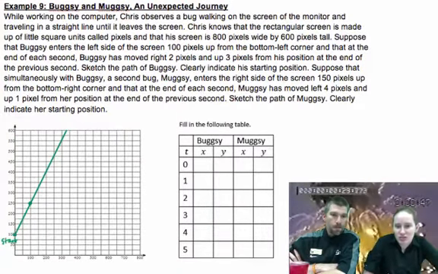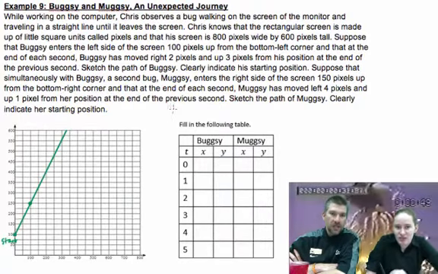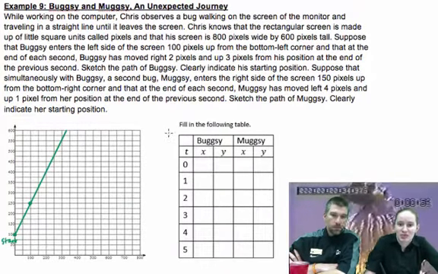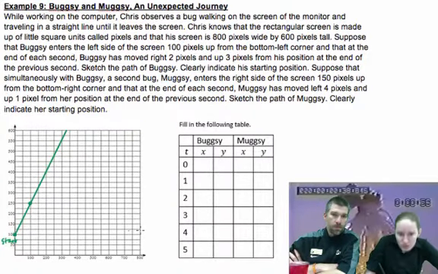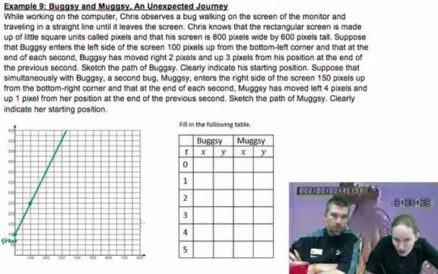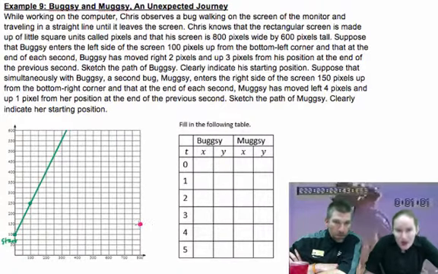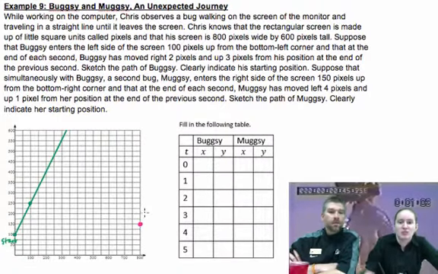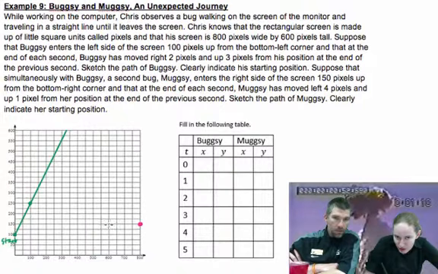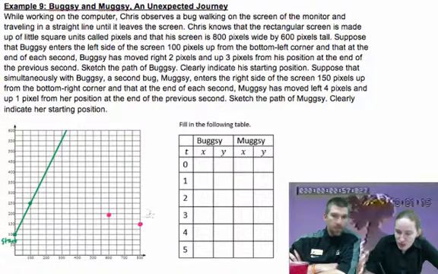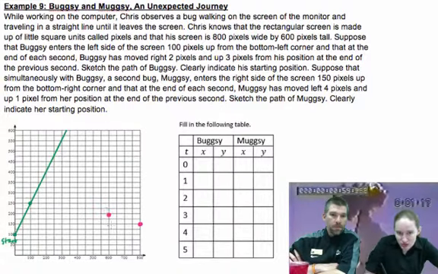Now let's talk about Mugsy. Simultaneously with Bugsy, a second bug, Mugsy, enters the right side of the screen, 150 pixels up from the bottom right corner, which would be right here, at 150. And then at the end of each second, she's moved left 4 and up 1. So if we count in 50s, this is 1, 2, 3, 4 50s, but when we go up, we actually need to go up twice, because we're going up a 50, which is 2 lines, so that our slopes are correct.